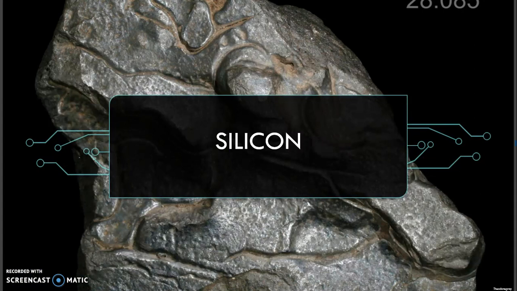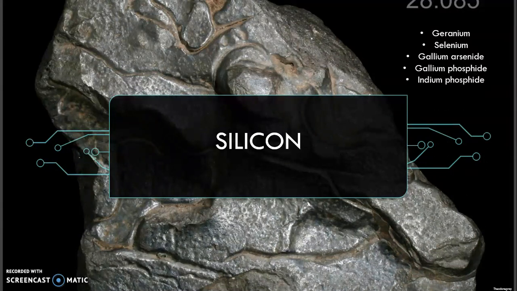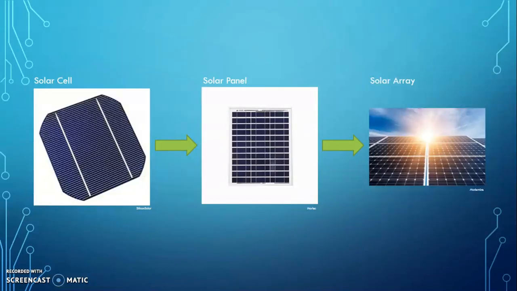Silicon is the most commonly used semiconductor today, as it is the second most abundant element on the planet and is readily available throughout the world. It is also relatively ecologically friendly. Other semiconductors used for photovoltaics include germanium, selenium, gallium arsenide, gallium phosphide, indium phosphide, cadmium sulfide, cadmium telluride, and copper indium diselenide.